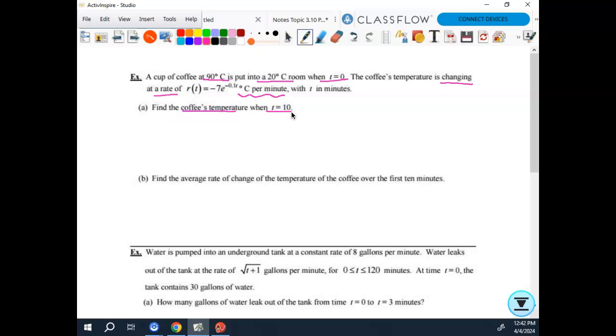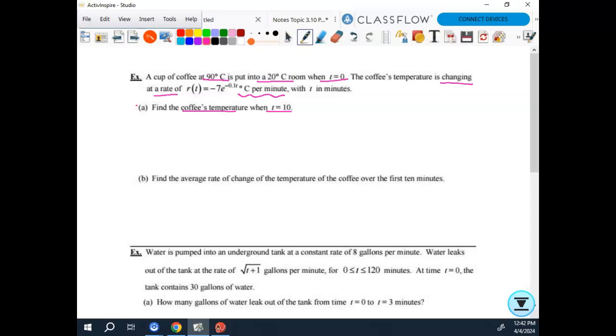If I'm going to integrate, that gives me an accumulation. This is not asking me how much it changed in those minutes. It is asking me what is the temperature right then. That is different, okay? It is asking me for a final temperature at 10. This is where that fundamental theorem of calculus comes in, okay, where we could set it up two different ways.